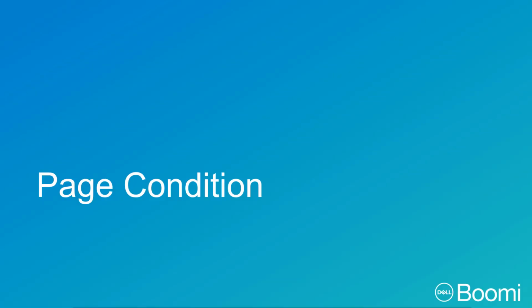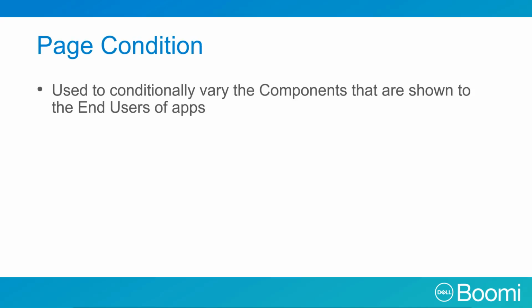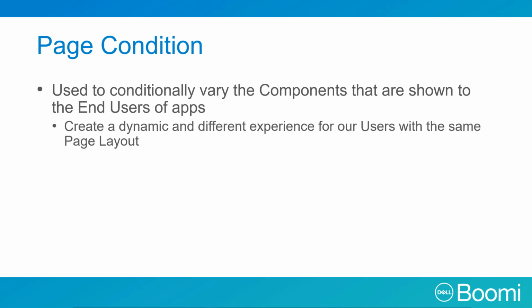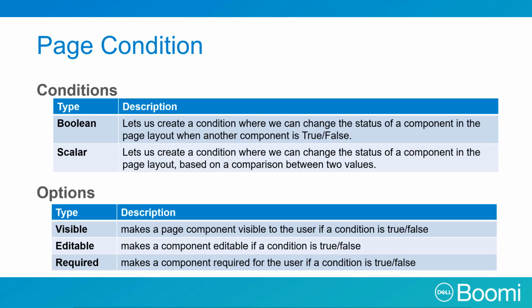In this section, we will speak about the page conditions that can be created in BoomiFlow. Page conditions are used to conditionally vary the page component that is shown to the user of your app. They create a dynamic and unique experience for your users. Some examples of page conditions and the options for these page conditions are shown here.